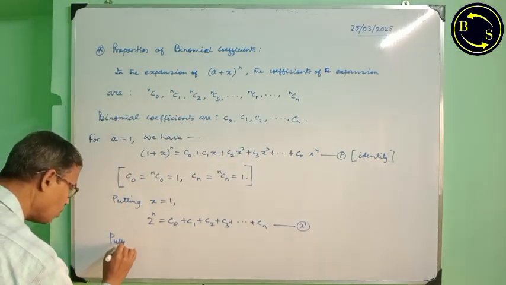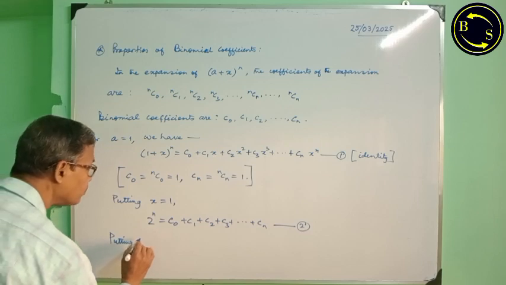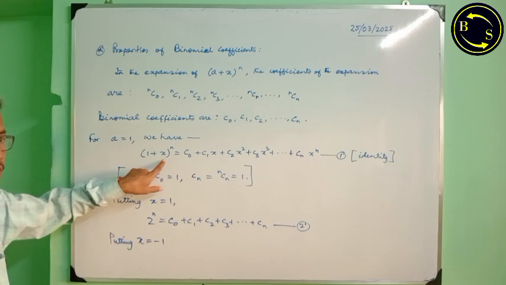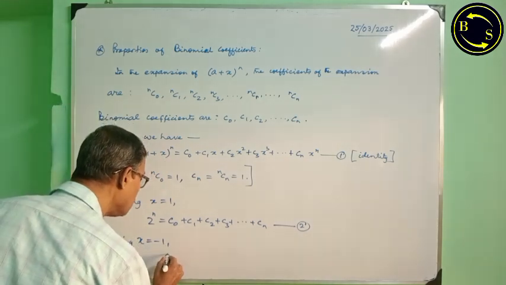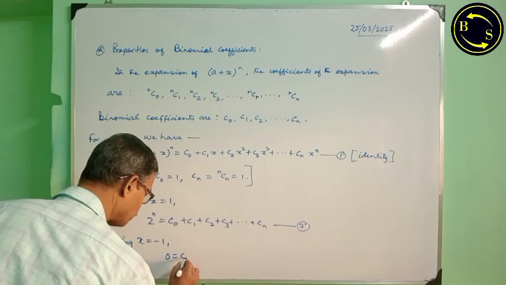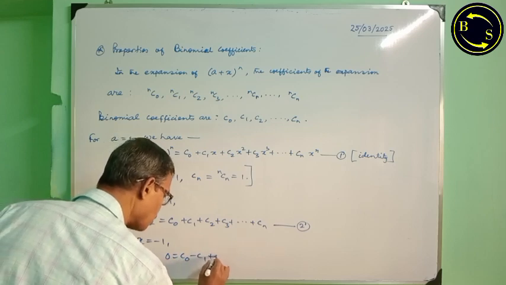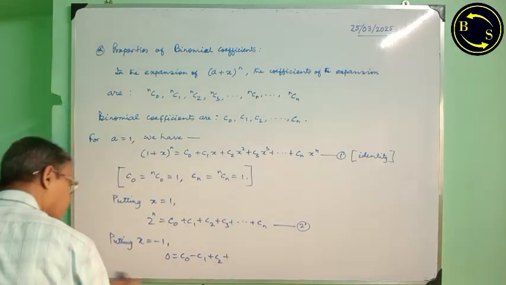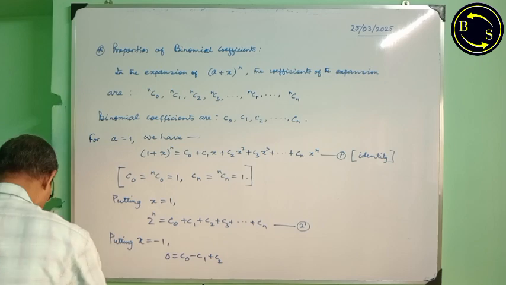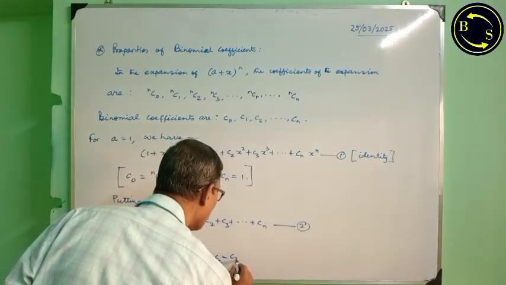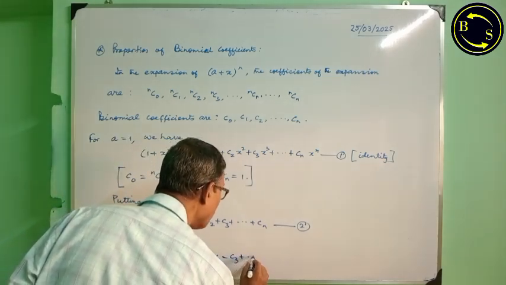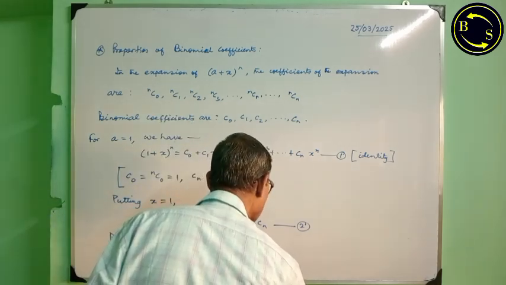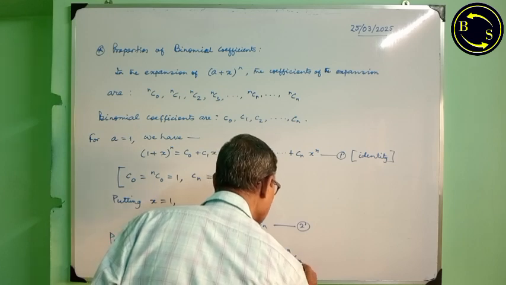Putting x equal to minus 1, then the left hand side will be 0. 0 equal to C0 minus C1 plus C2 minus C3, and it will be minus 1 whole to the power n Cn.